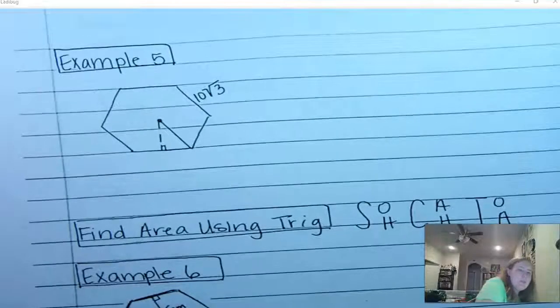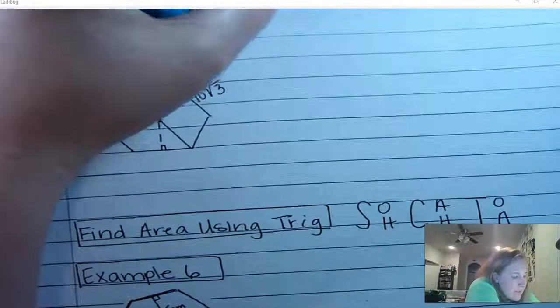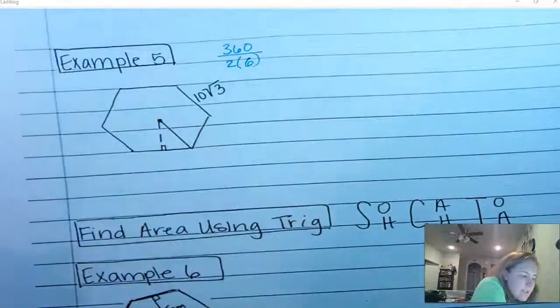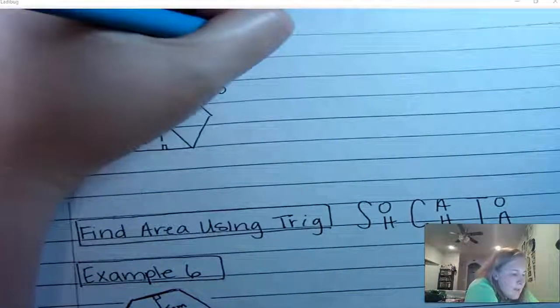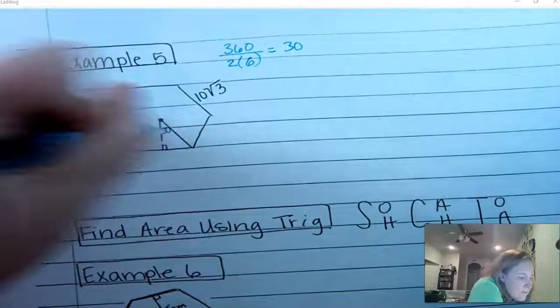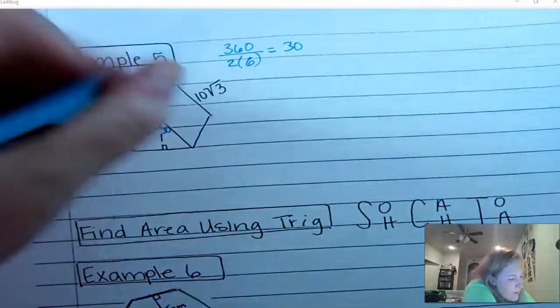Okay, last page of notes. Only 3 examples left. All right, we have same idea here. First step, 360 divided by 2 times the number of sides. There's 6 sides on this shape. So we have 30 degrees for our central angle. Sweet. First step is done.